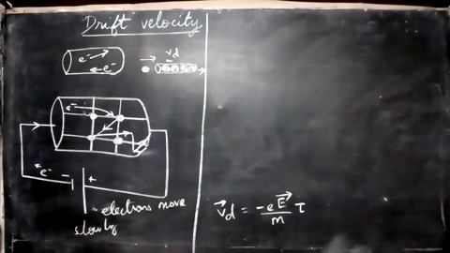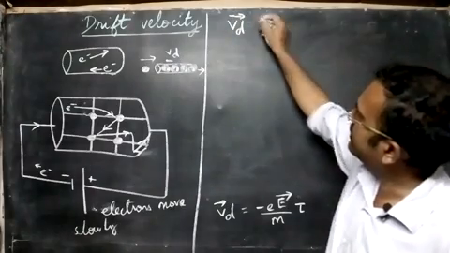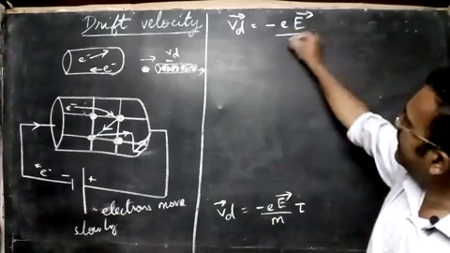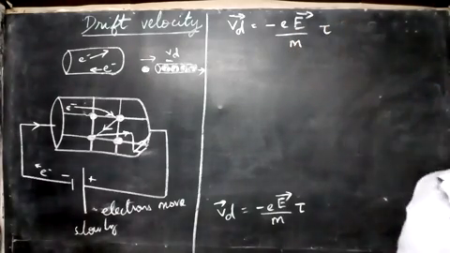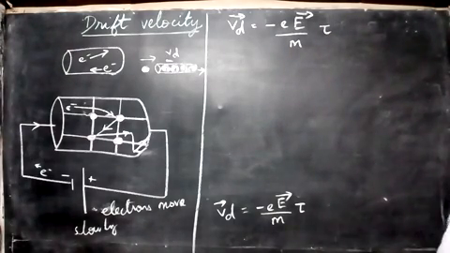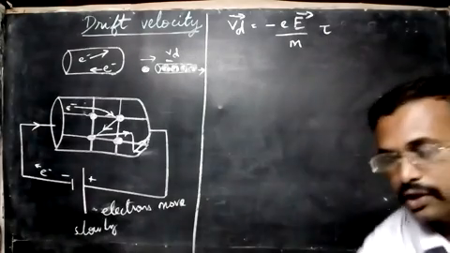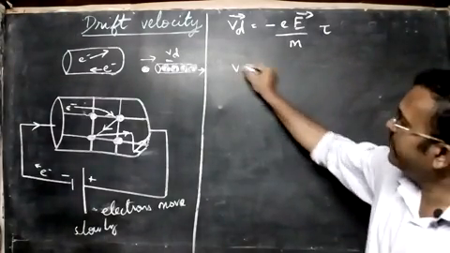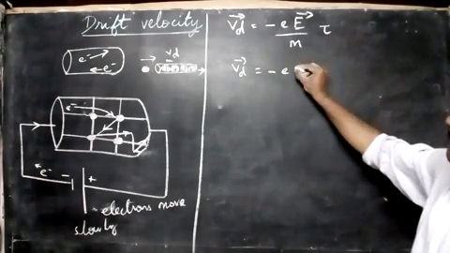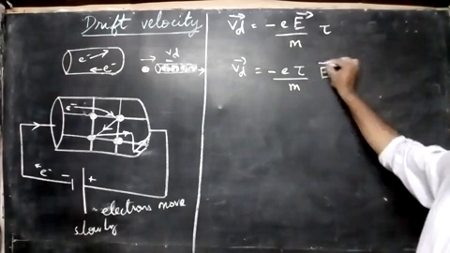So now we got this concept here. I'll write the same equation on top. VD vector is equal to minus E into capital E vector by M into tau. What does tau mean? The mean free time, the time between two collisions. Now we'll slightly rearrange this equation. So VD is equal to minus E into tau by M into electric field E.